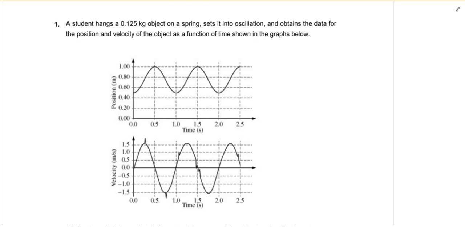The FRQ we're going to talk about today falls into the QQT category. In this one, you've got a student, a 0.125 kilogram mass on a spring, and you set it into oscillation. And the student takes some data as shown by these two graphs, a position versus time graph and a velocity versus time graph.